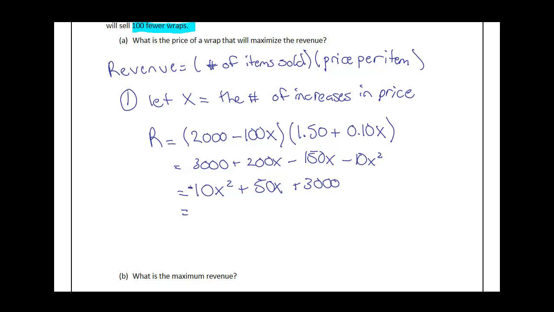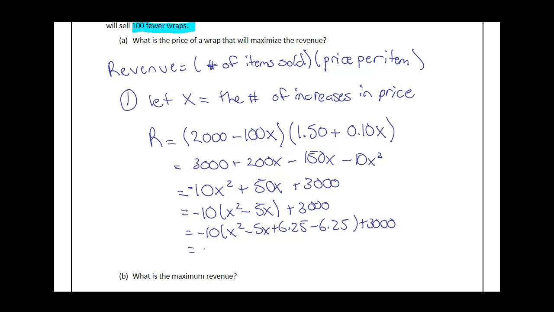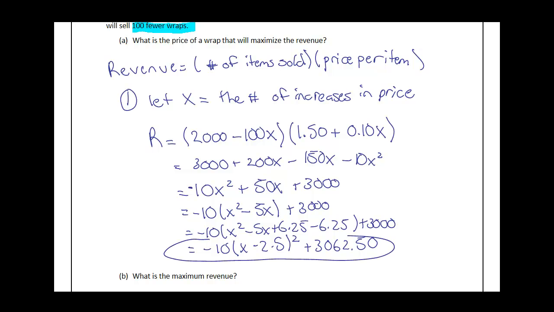So we're going to get, this should be a negative, negative 10 onto (x squared minus 5x) plus 3,000. Completing the square, we get negative 10 onto (x squared minus 5x plus 6.25 minus 6.25) plus 3,000. And we get negative 10 onto (x minus 2.5) squared plus 3,062.50 as our equation now in standard form.